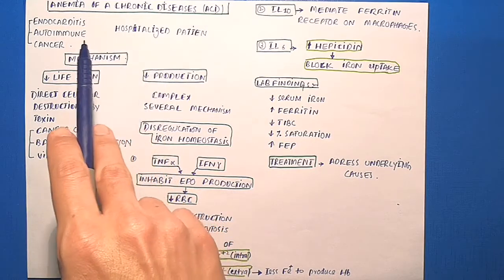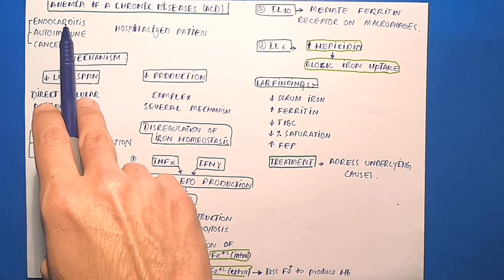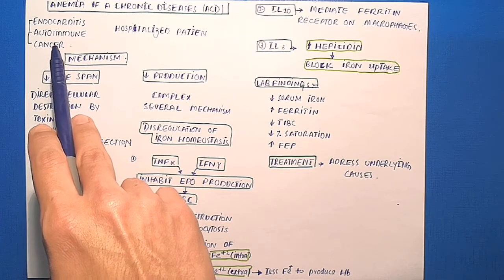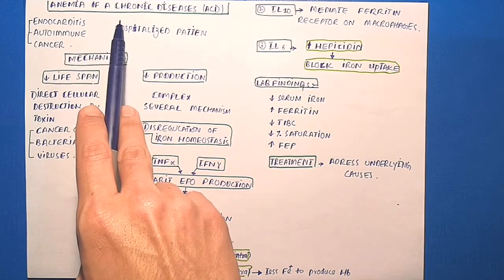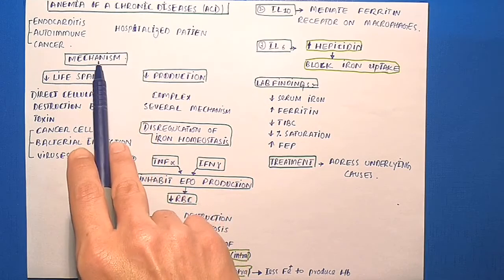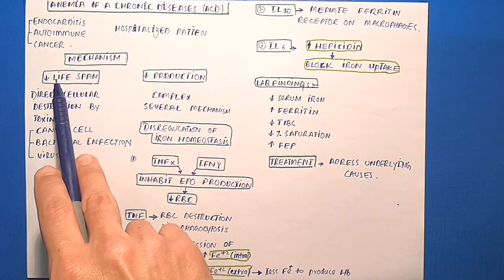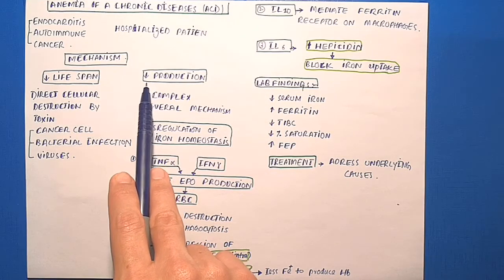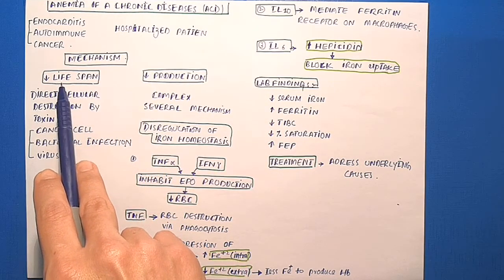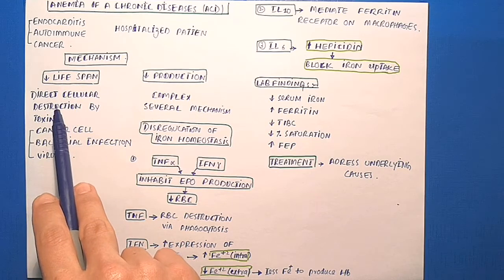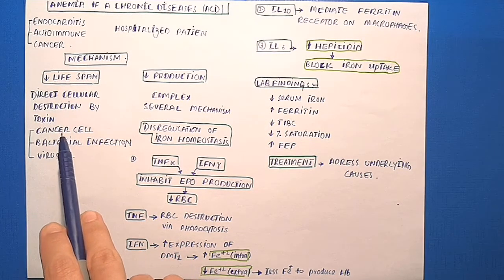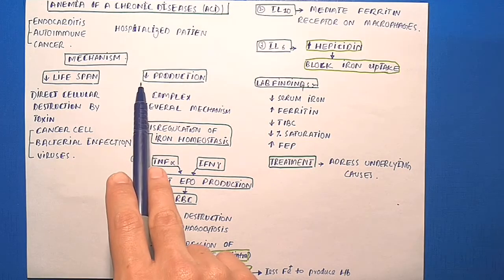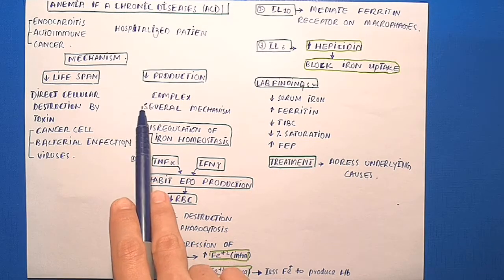Anemia of chronic disease. Anemia associated with chronic inflammation like endocarditis, autoimmune conditions, or cancer. It is the most common type of anemia in hospitalized patients. The mechanism involved is that they either decrease the lifespan of RBCs or decrease the production of red blood cells. If they decrease the lifespan, they directly destroy the red blood cells by toxins from cancer cells, bacterial infection, and viruses. And if they decrease the production, they do it by the following mechanisms.